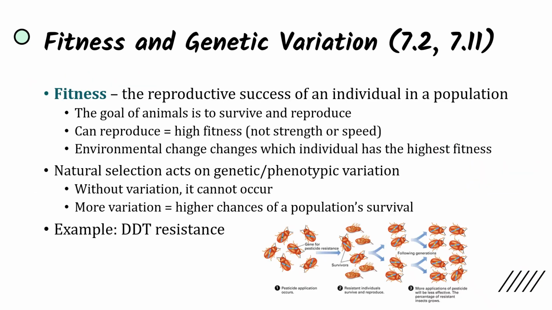And when we talk about biological fitness, which these traits allow individuals to have, that's the reproductive success of an individual in the population, because the goal of animals is to survive and reproduce. And so if the animal can reproduce, then it has a high fitness. And while this can be tied to strength or speed, if they better allow the animal to reproduce, fitness does not equate to the gym muscular fitness that we think about within society today. It's solely based on reproductive success of an individual in the population when we're looking at biological fitness.